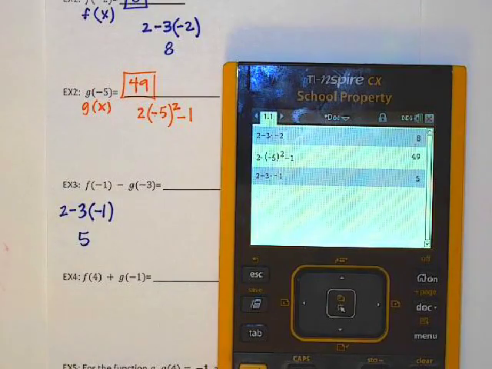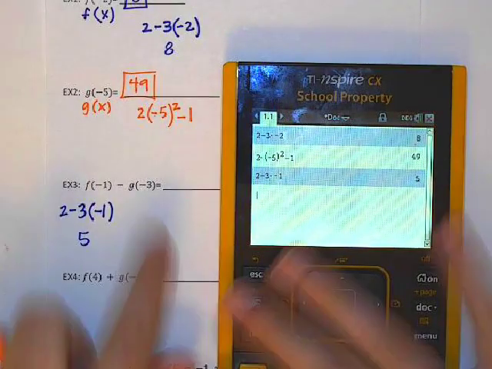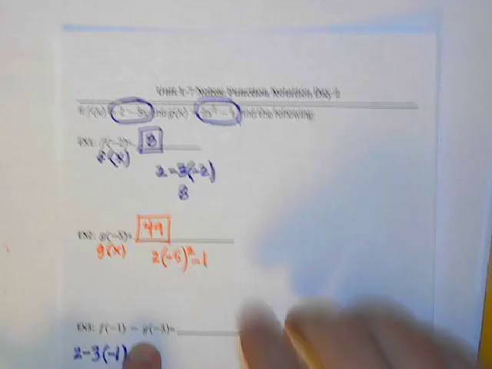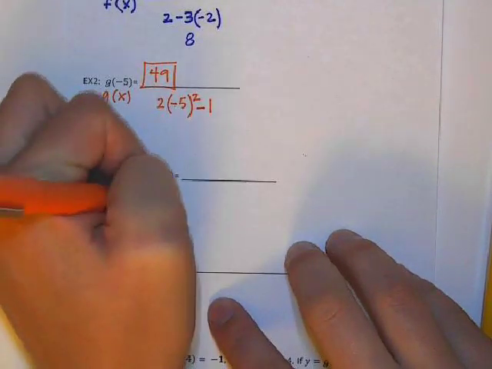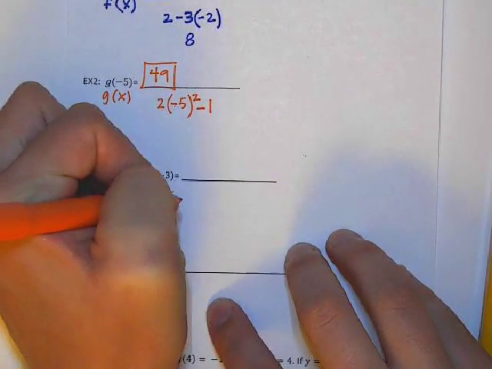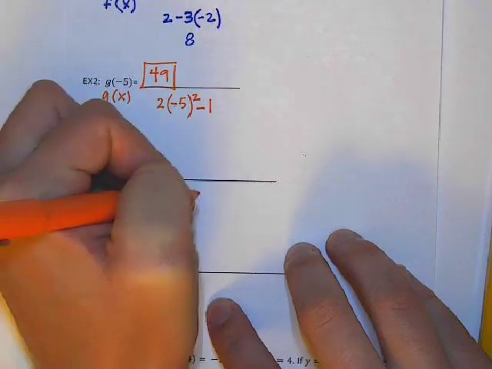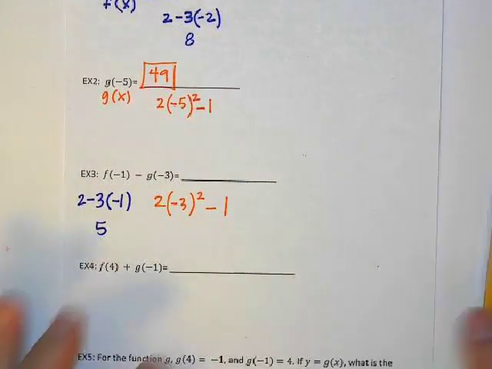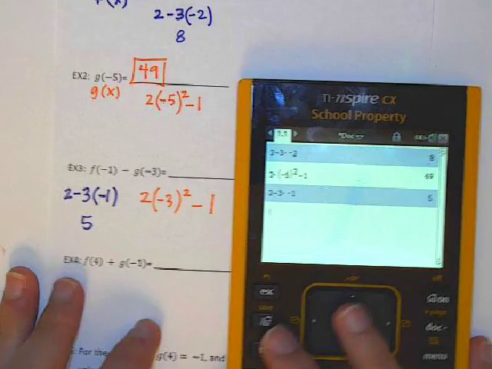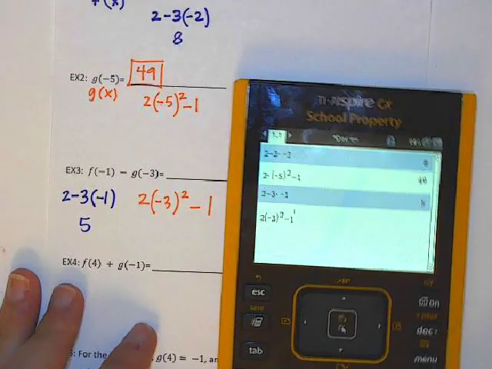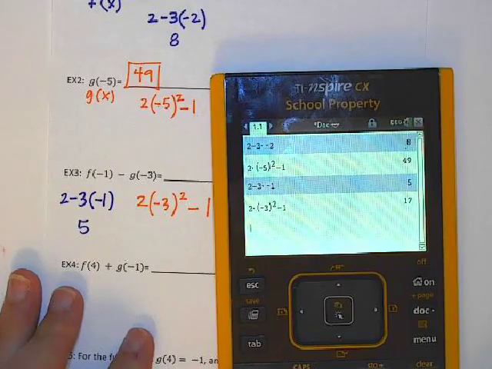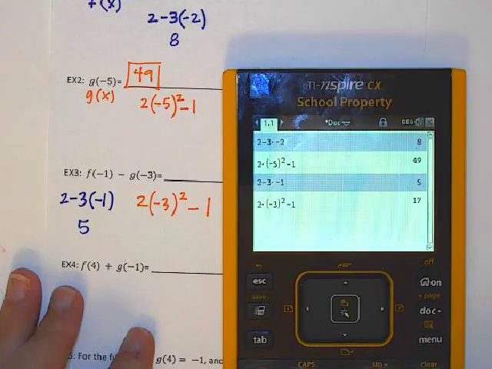Now I've got to do the G. So now I'm looking at the G problem, and I'm going to plug in -3 where the x is. So I'm going to write 2, and instead of writing x, I'm going to write -3 squared minus 1. And I've got to find that answer. 2 parentheses -3 squared minus 1, and I get 17.